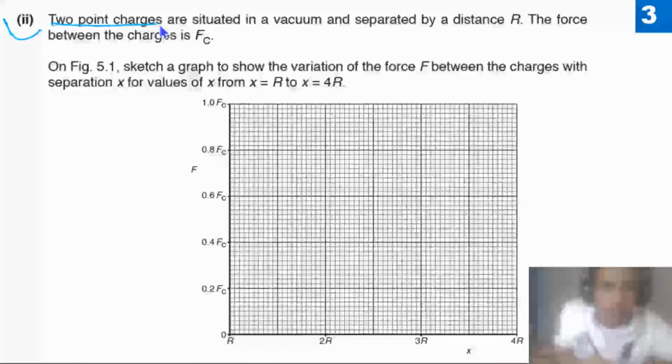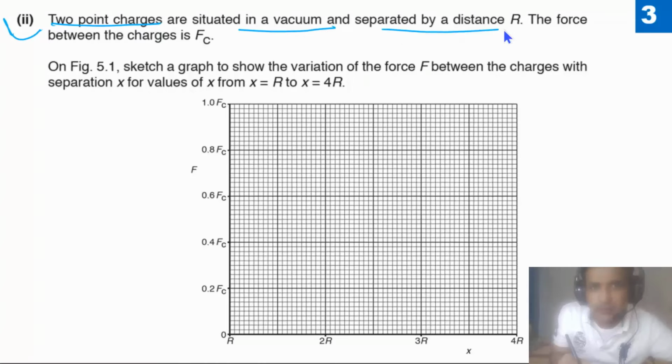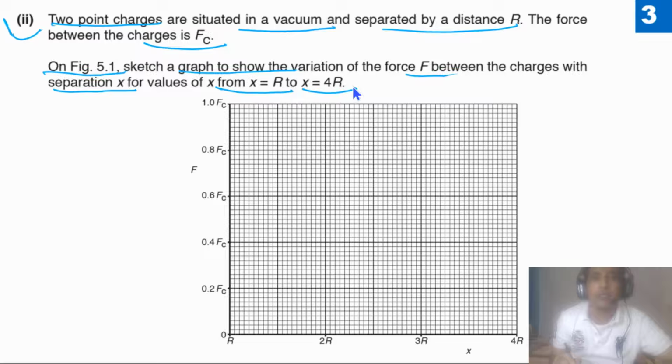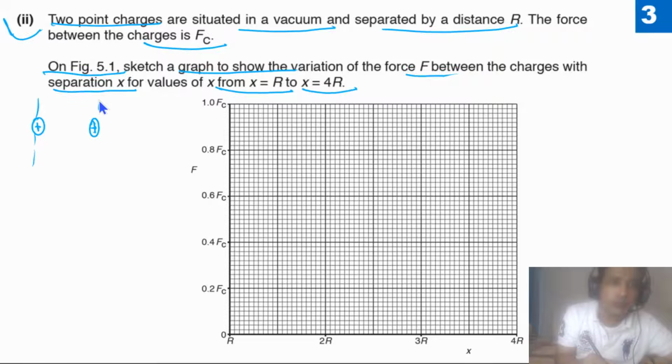Part 2 says 2 point charges are situated in a vacuum and separated by a distance capital R. The force between the charges is Fc. On figure 5.1, sketch a graph to show the variation of the force between the charges with separation x for values of x from x is equal to R to x is equal to 4R. So in this case, simply we are talking about two point charges. Let's say they are positively charged, and the force between these two when they're at a distance capital R is equal to Fc.